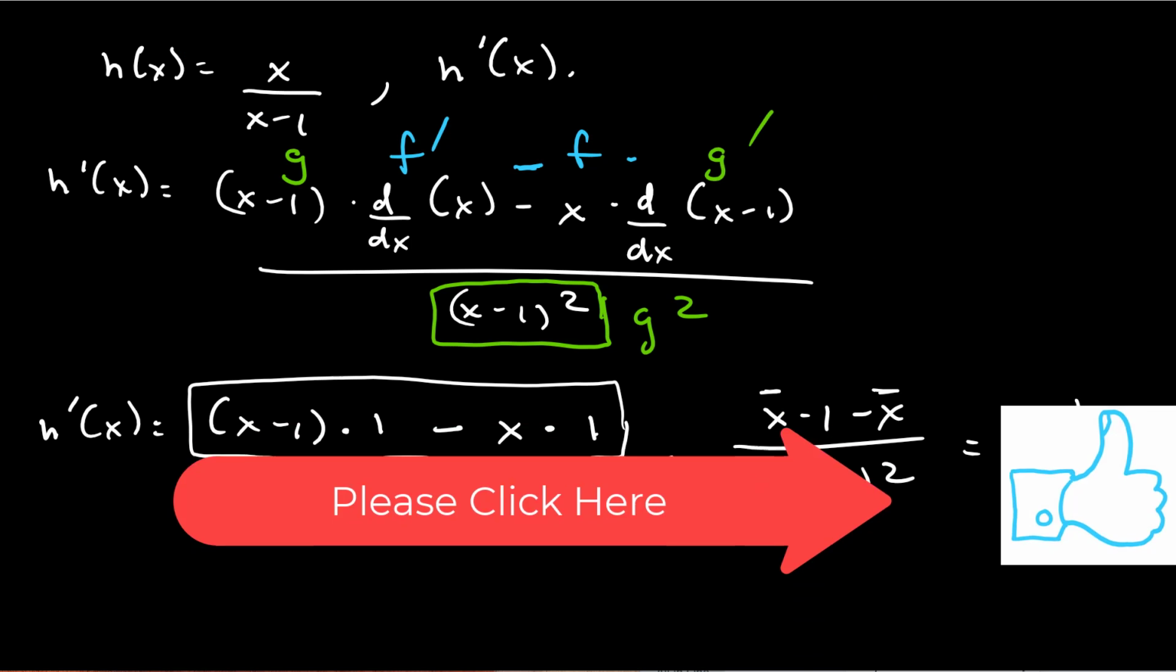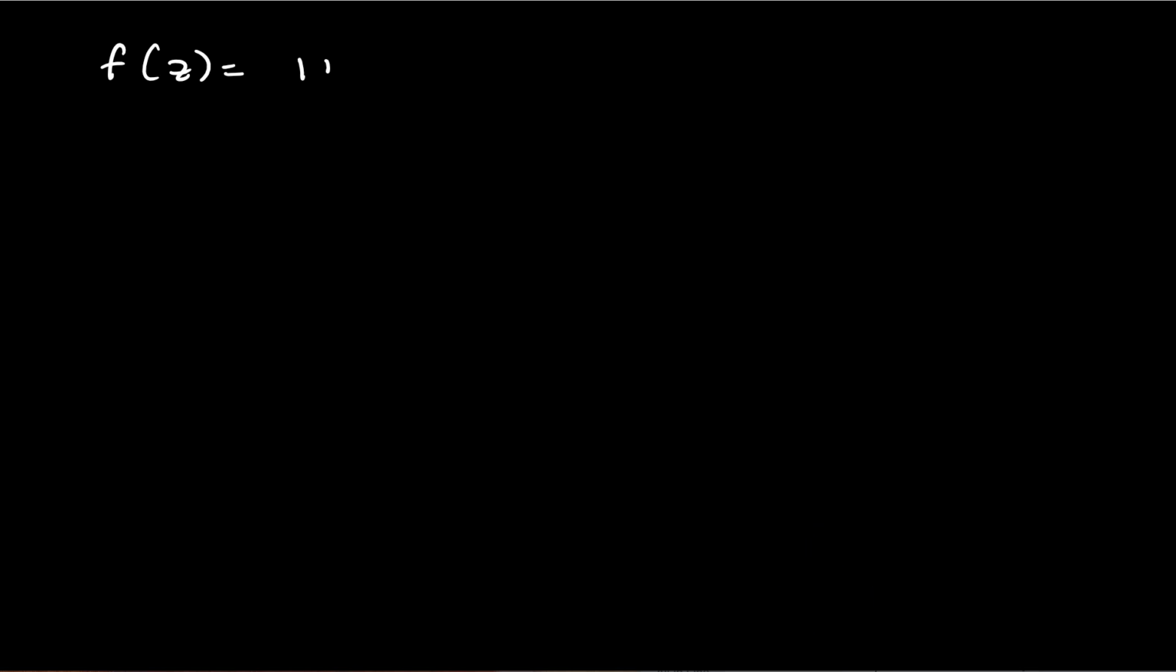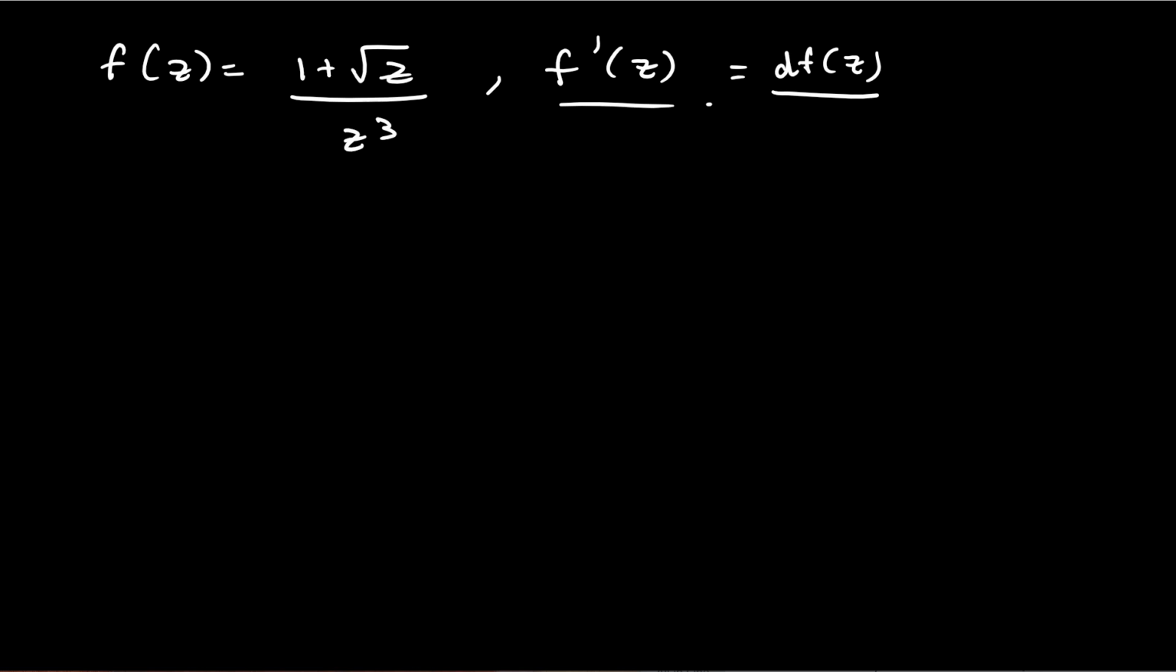Let us take a look at another example. Suppose I had a function f of z equals 1 plus the square root of z all over z cubed. And we are asked to find f primed of z, or the derivative of f, which is really df of z dz.